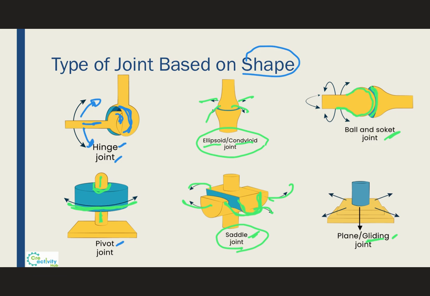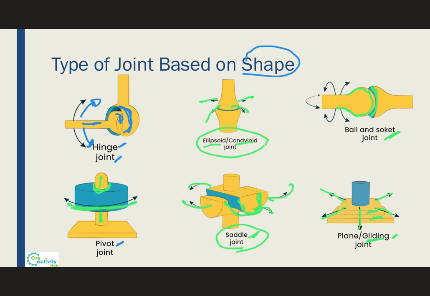Lastly, we have the plane joint, which can also be called a gliding joint. This is a type of synovial joint where the articulating surfaces of the bones are flat or nearly flat, and this allows them to glide or slide over one another.